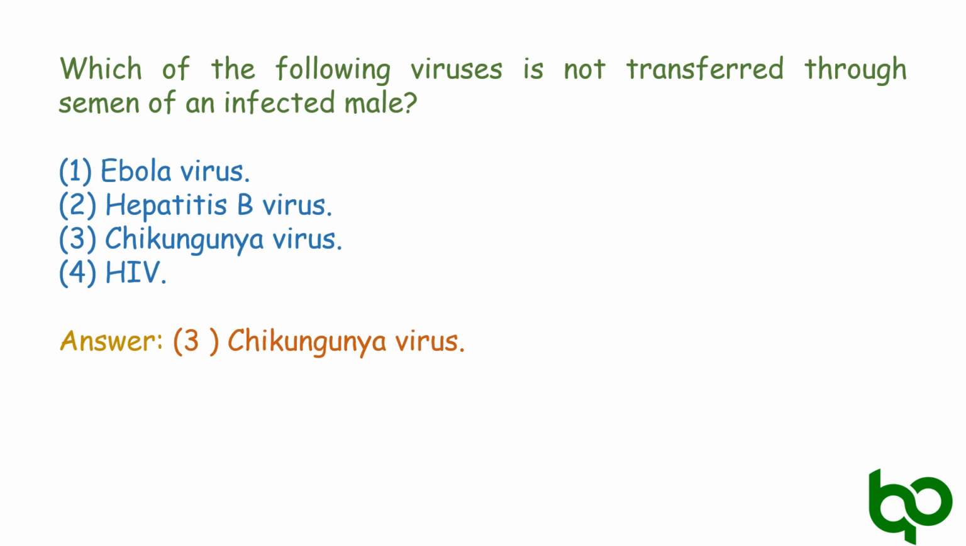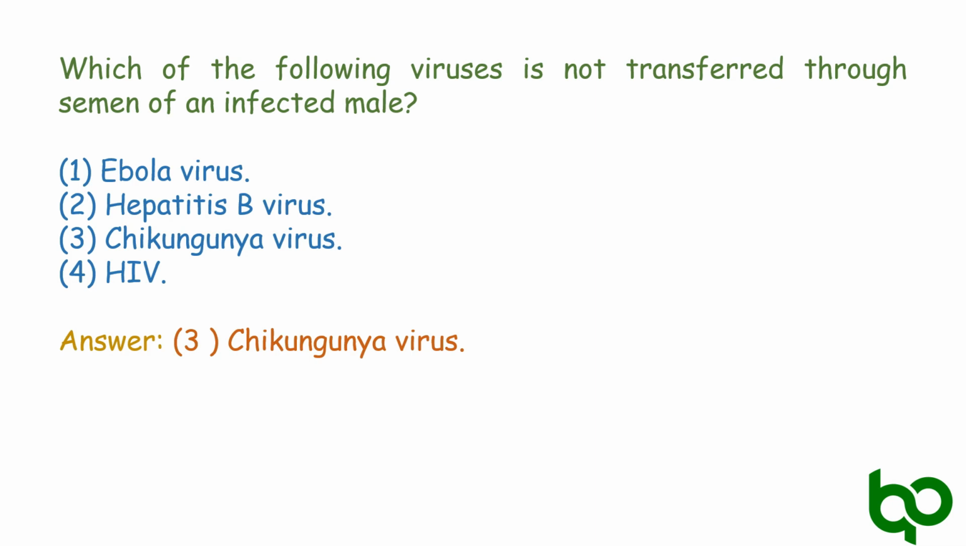HIV is transmitted through blood, semen, breast milk and other body fluids. Hepatitis B is usually spread through blood, semen or other body fluids from a person infected with the virus. But chikungunya is an infection caused by the chikungunya virus. It is a viral disease transmitted to humans by infected mosquitoes.